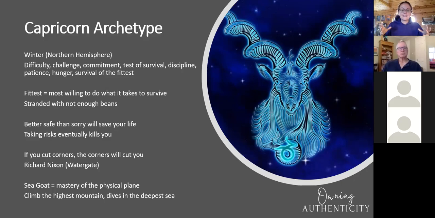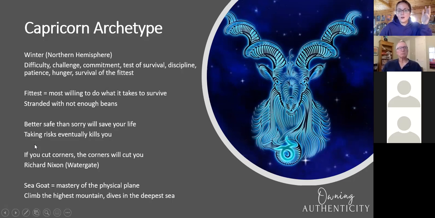So it's like that. Capricorn is where we have to make some really difficult decisions. It's a very, very uncomfortable energy to be in. It's actually the energy that helps us do what we don't feel like doing. That says a lot about it. Better safe than sorry will save your life. Taking risks eventually kills you. That's heavy Capricorn energy.